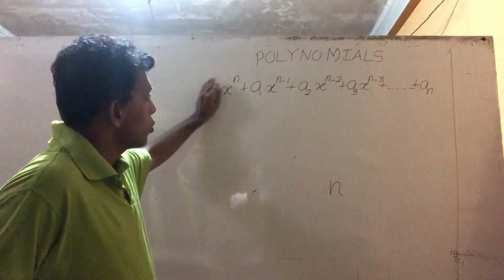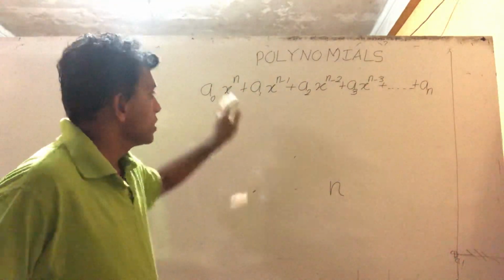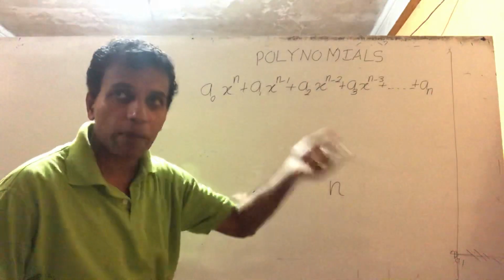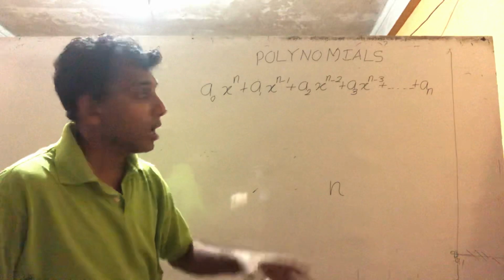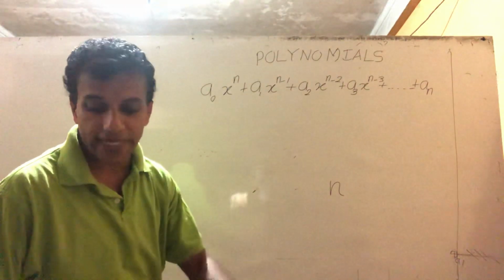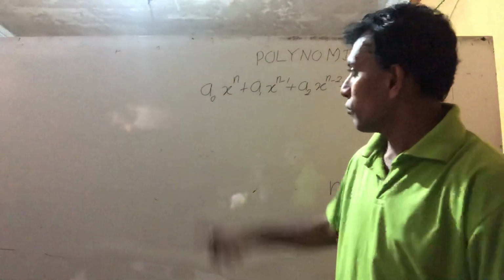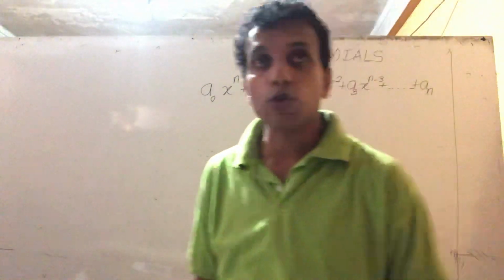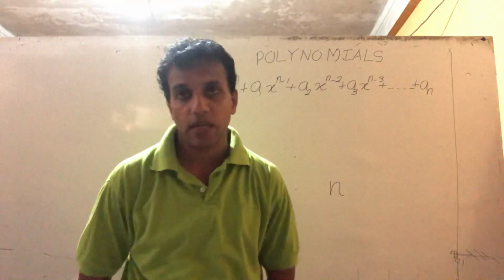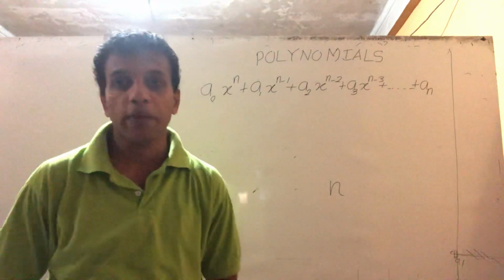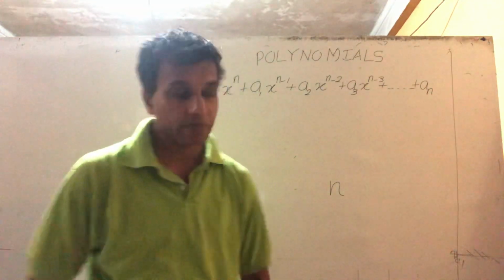Here these a naught, a1, a2 are numbers. As I mentioned in a few examples earlier, a0, a1, a2, a3 become number values, numerical parts. They can be fractions or decimals, anything, right? But here n should be a positive integer. So the form of this, right below, is said to be a polynomial in x.